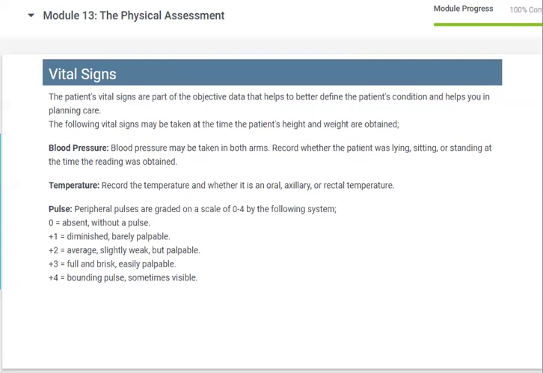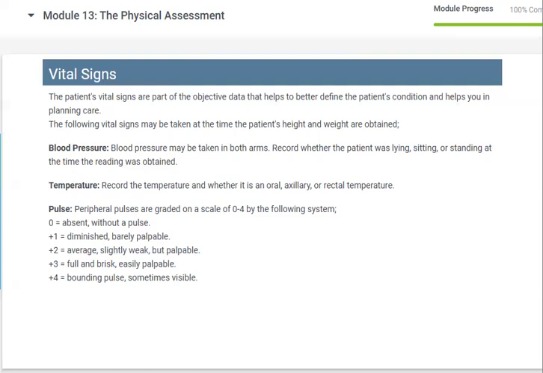Pulse. Peripheral pulses are graded on a scale of 0 to 4 by the following system. 0 equals absent, without a pulse. +1 equals diminished, barely palpable. +2 equals average, slightly weak, but palpable. +3 equals full and brisk, easily palpable. +4 equals bounding pulse, sometimes visible.